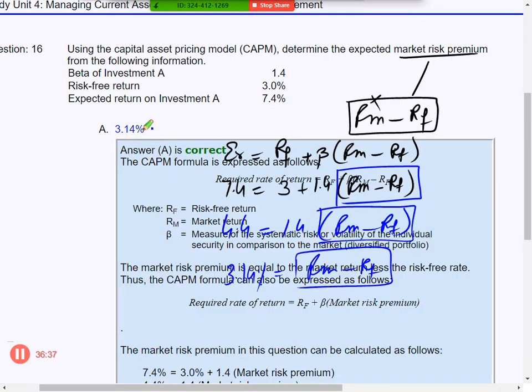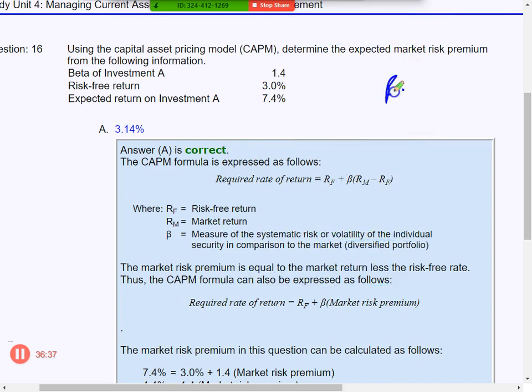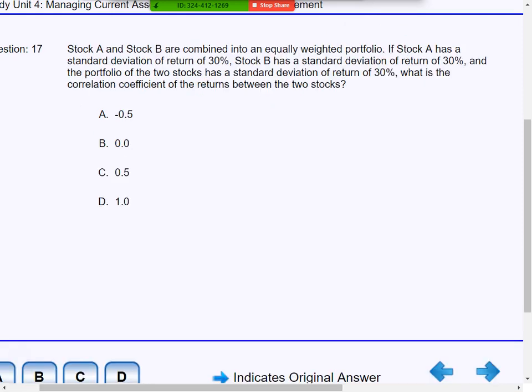But let's say if the question required that you need to find the asset risk premium, for that we have to multiply this value, which is RM minus RF 3.14, with beta 1.4. So remember, RM minus RF is the market risk premium, but beta times RM minus RF is called the asset risk premium, or in other words, the risk premium adjusted for a particular asset. So moving on to question number 17.